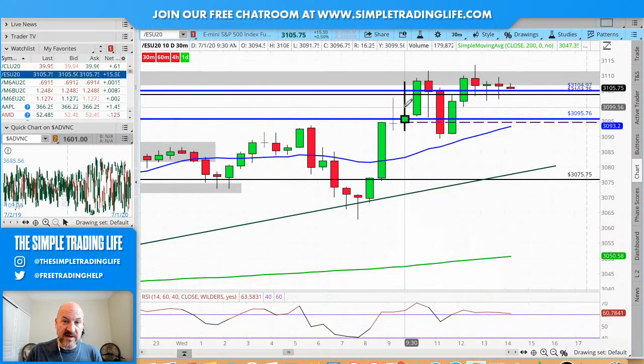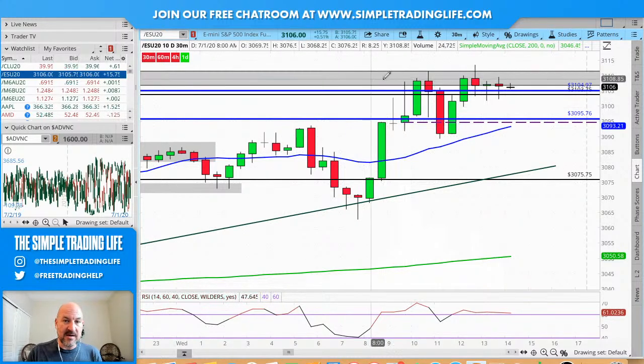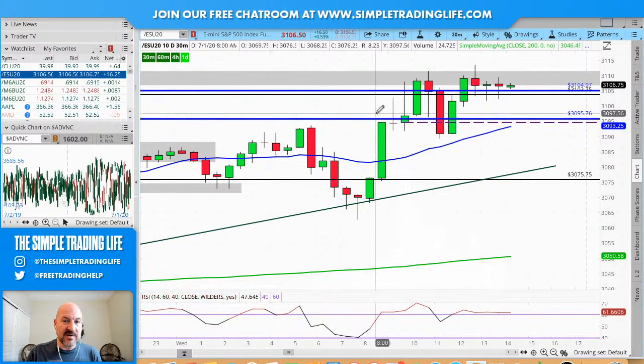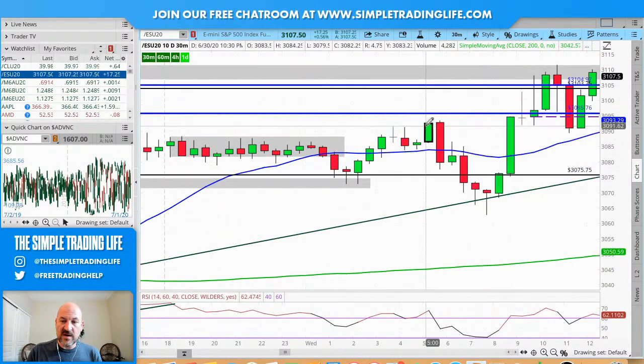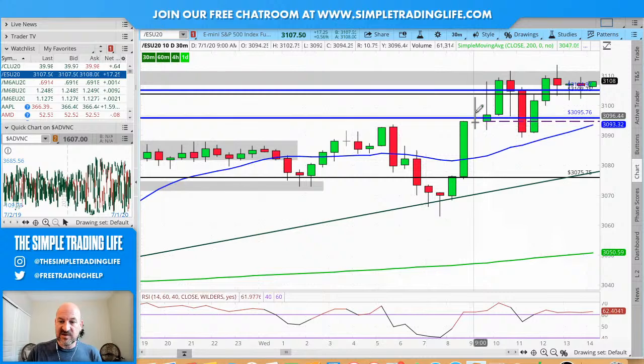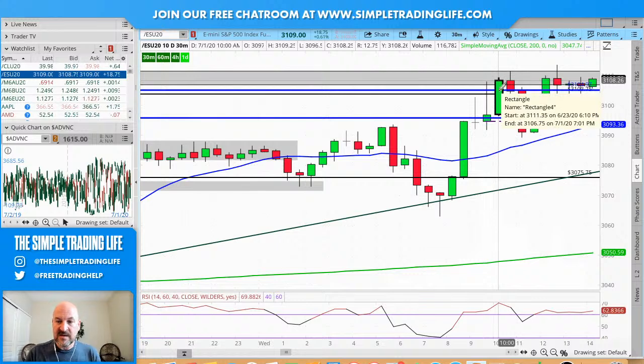Well, when it blew through there, then I started looking at this area up here. Because this is a level of structure on top of a supply zone. This supply zone has been tested a few times, right? Let's come back over here. Okay, look at that. There's 1, here's 2, here's 3, here's 4. And it finally broke through on the 4th try.